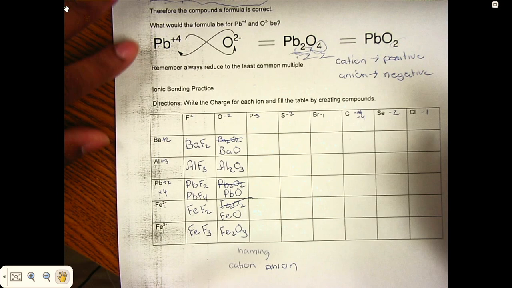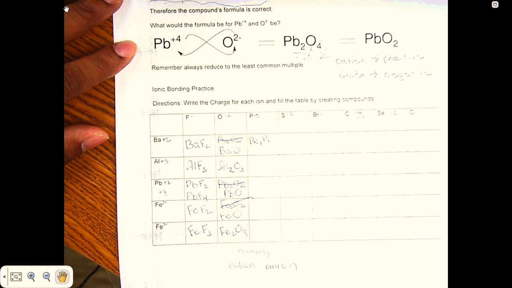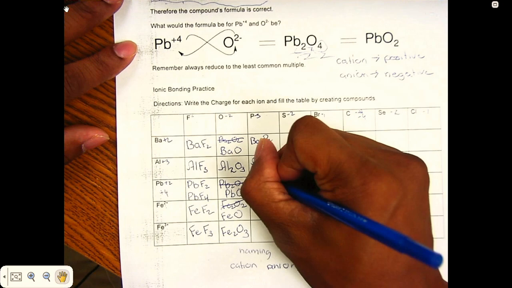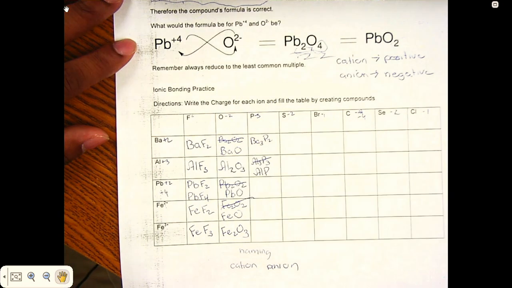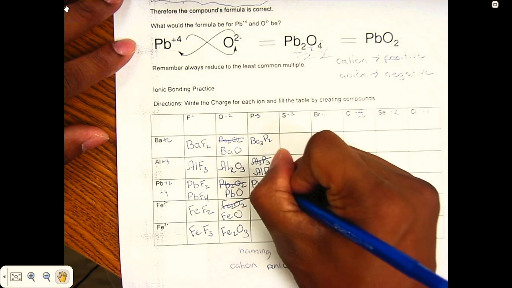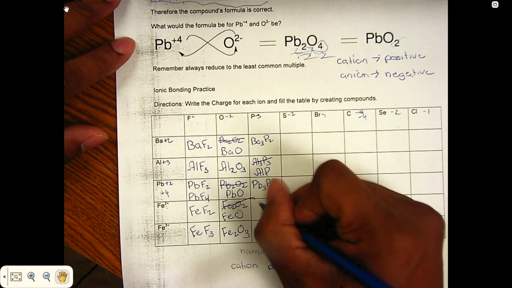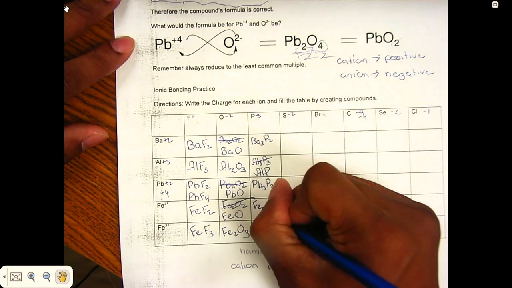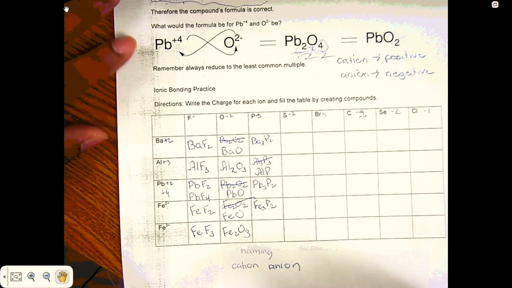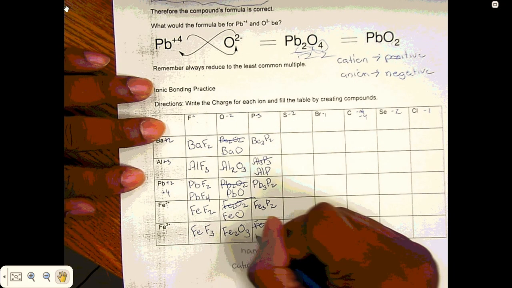Next we have our phosphides where we have a 3. This becomes Ba3P2. This starts off as Al3P3, but they cancel out and become AlP. Assuming we have lead +2 to begin with, this becomes Pb3P2. Here we have Fe3P2. And lastly, we have Fe3P3, which cancels out and becomes FeP.